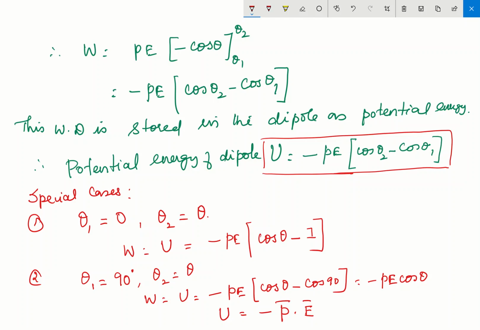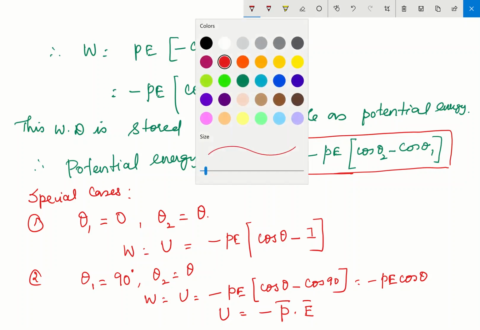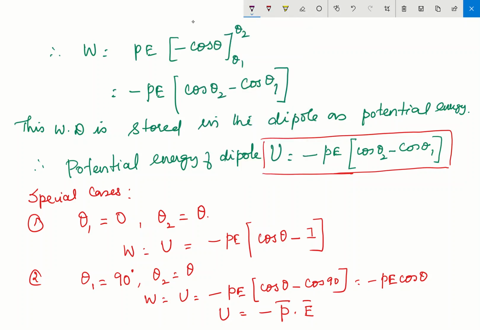So, therefore, initially the dipole is at an angle of 90 degrees, and after that you want to rotate it through an angle theta. Therefore, this will be the potential energy of the dipole. And you know that the unit for potential energy is nothing but joule. It is energy, therefore it has to be a scalar quantity. Hope you are following that.